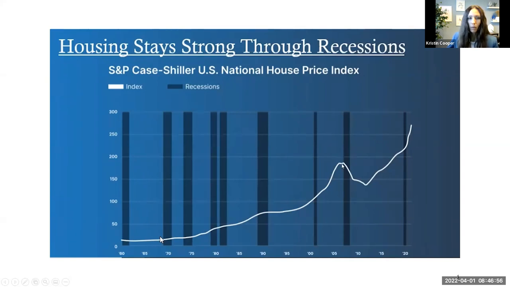The only time that we saw a dip was back during the crash, which was caused by oversupply and bad loans. We don't have oversupply. We have undersupply. There's not enough inventory. We are at the lowest point of inventory that we've been in a long time, especially with builders not being able to build out enough and not having enough inventory to turn over. So as you can see here, with all of these recessions, housing continues to be stable.